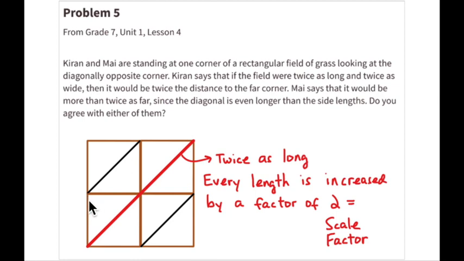If you use a scale factor of 2, now the perimeter is 8. 2 times 4 is 8. So it's 1, 2, 3, 4, 5, 6, 7, 8. And likewise, the diagonal will be doubled, will be twice as long. So it's 1 unit, scale factor of 2, now it's 2 units. So every length is increased by a factor of 2, which is the scale factor. So Kieran is correct.